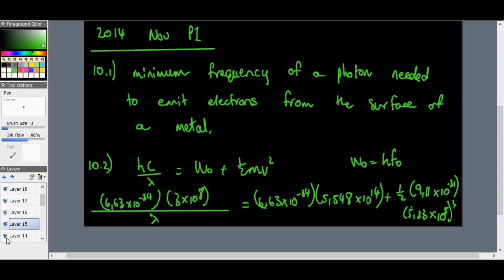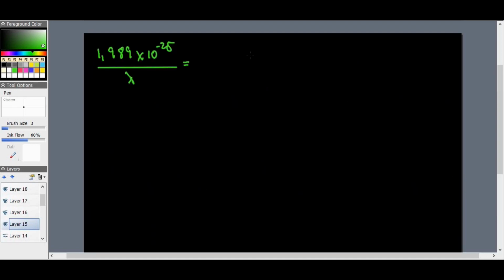Okay, we're going to get quite a big number. I'm just going to round it off to 2 decimal places, so that's 3,68 times 10 to the power of negative 19. Okay, and plus, I can do this one on my own, I think. Half of 9,11 times 10 to the power of negative 31, times 5,33 times 10 to the power of 5, and that was all squared.